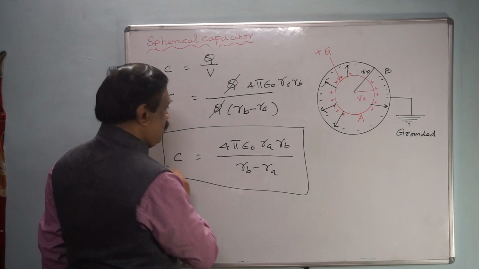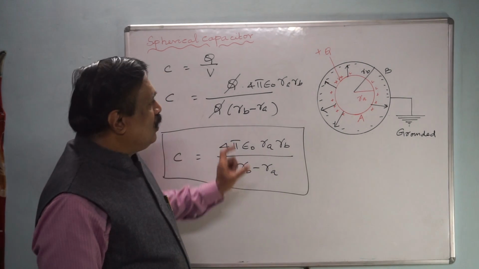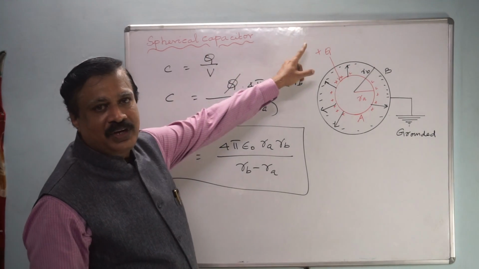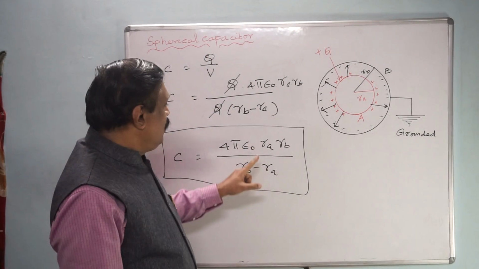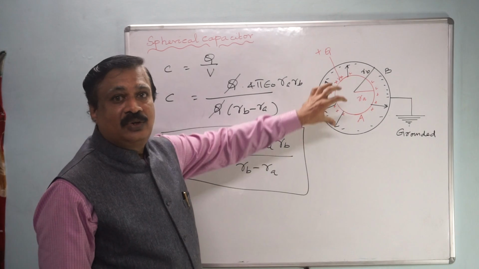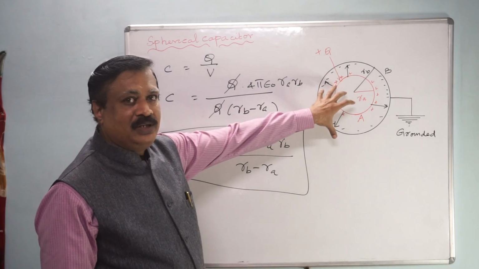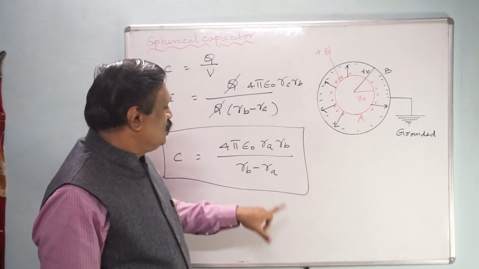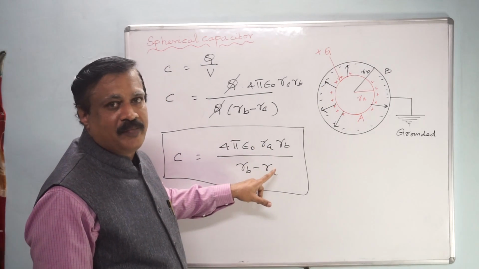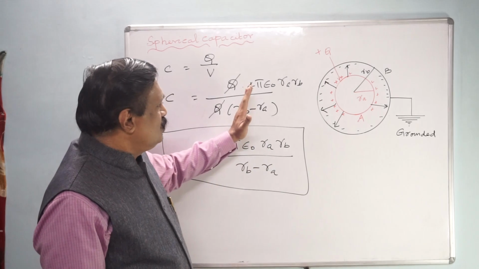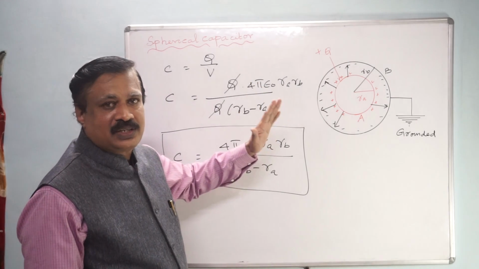That means the capacity of the spherical capacitor depends on the radii of the two spheres. Both are hollow spheres and the capacity depends on the radii only. This is one of the important questions in short answer.